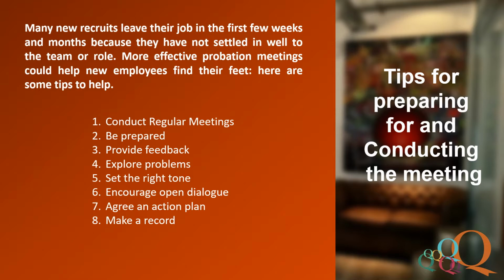The first one is to conduct regular meetings. Regular review meetings to discuss the employee's progress and any support that the employee needs should take place regularly throughout the probation period. For example, if the probation period is 3 months, the manager and employee should meet up once a month up to the end of the probation period.